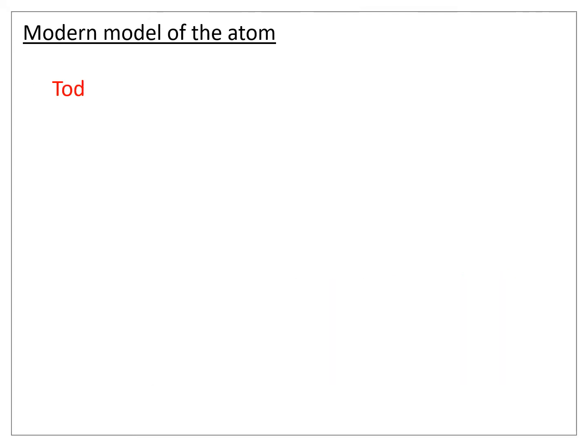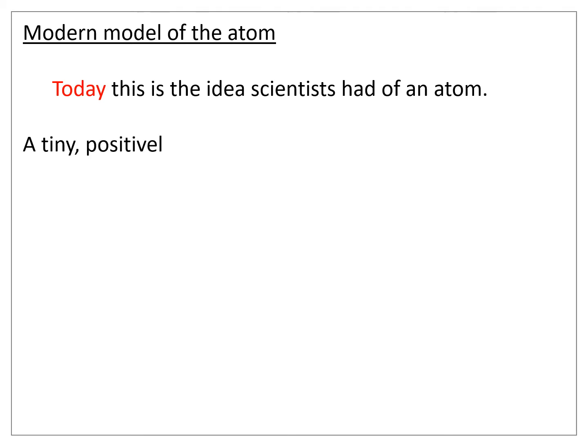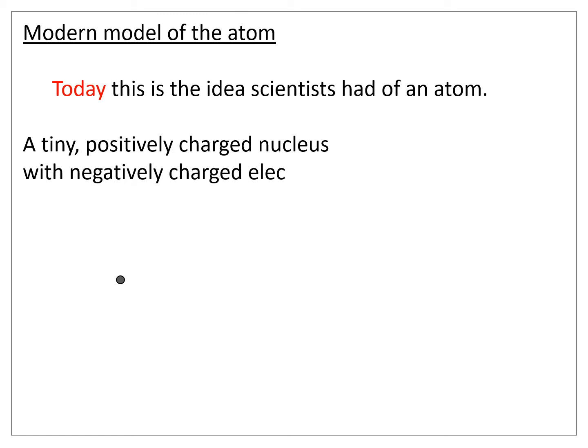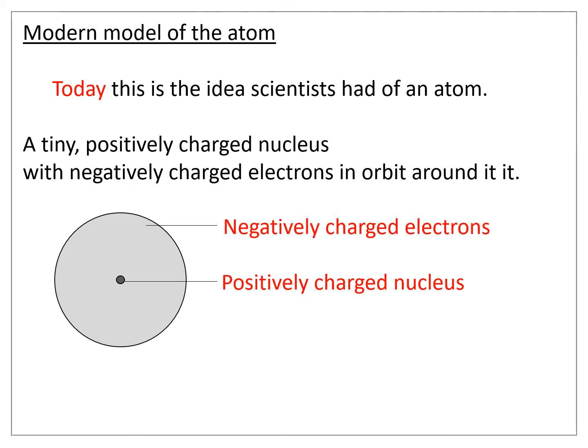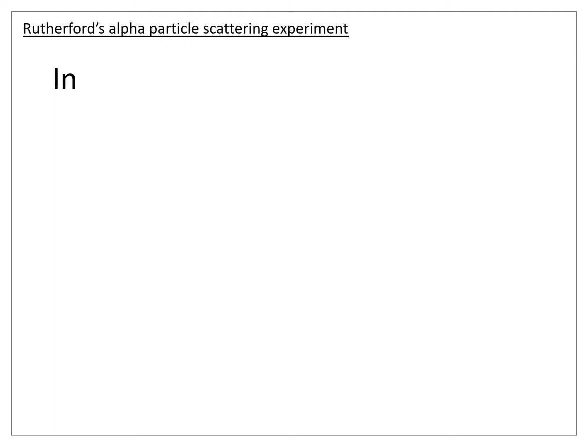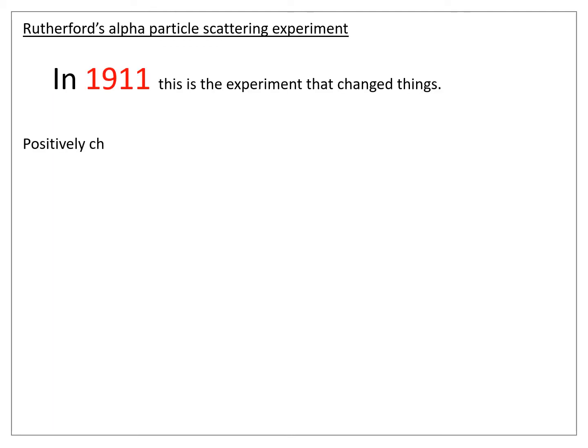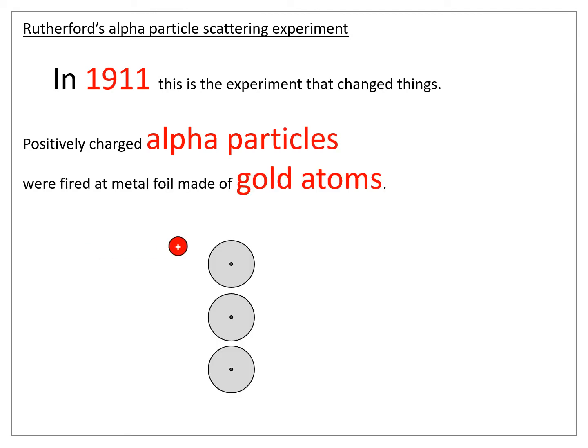Whereas our modern model of the atom, today, this is the idea science had of the atom. There's a tiny positively charged nucleus with negatively charged electrons in orbit around it. Here's the positively charged nucleus, and the negatively charged electrons are in this outer space. Now, in 1911, this is the experiment showing positively charged alpha particles were fired at metal foil of gold atoms.